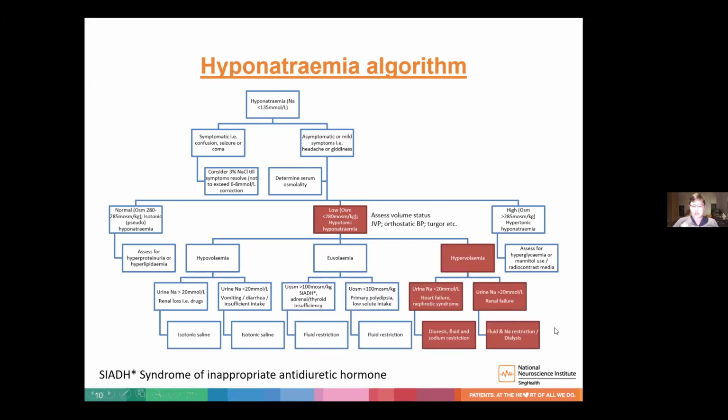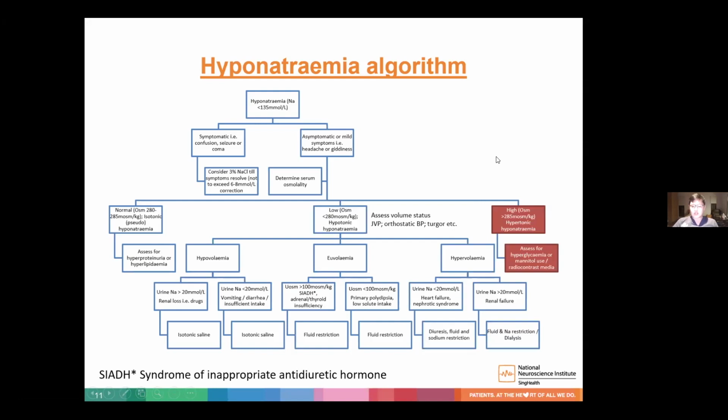The next subset for hypotonic hyponatremia are patients with hypervolemia. This is predominantly a medical cause, so I will not go into much detail, but the treatment for these patients is fluid and sodium restriction along with diuresis or dialysis. For patients with a hypertonic hyponatremia, which means they have a high serum osmolality, you need to assess them for hyperglycemia and the use of mannitol or radio contrast media. Again, hyperglycemia or mannitol can replace sodium as a solute in the bloodstream and cause your hypertonic hyponatremia.